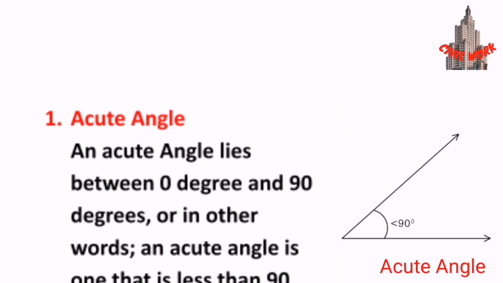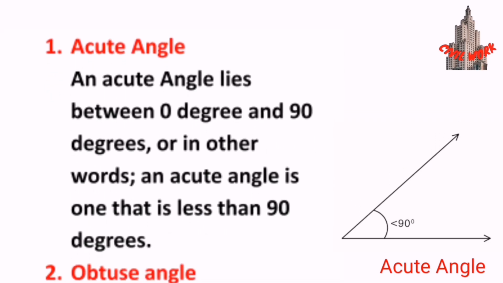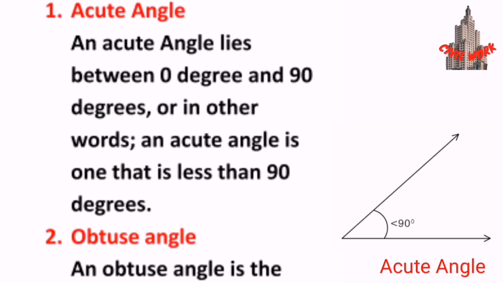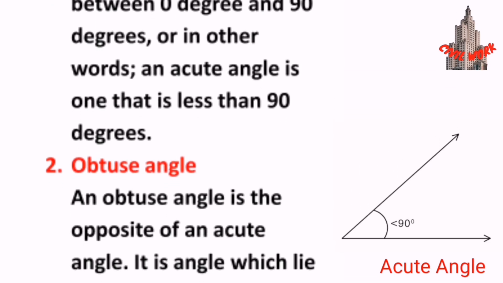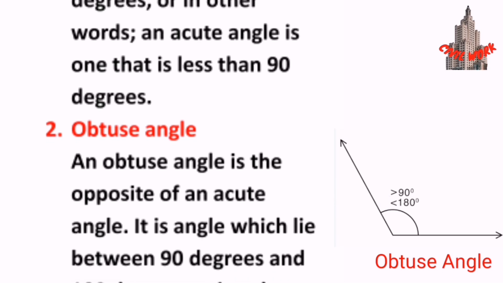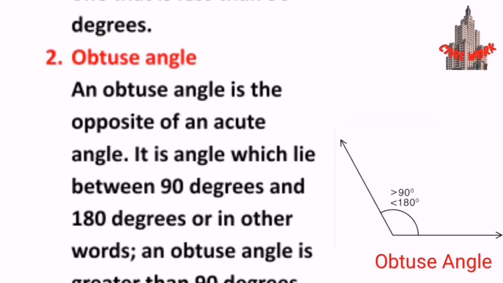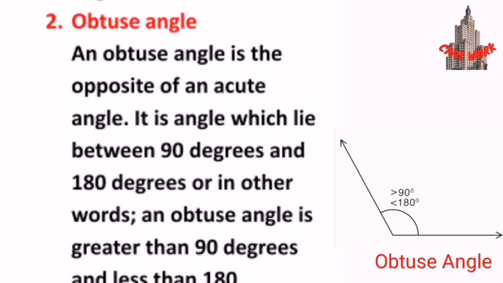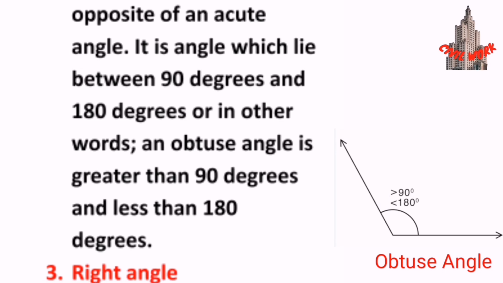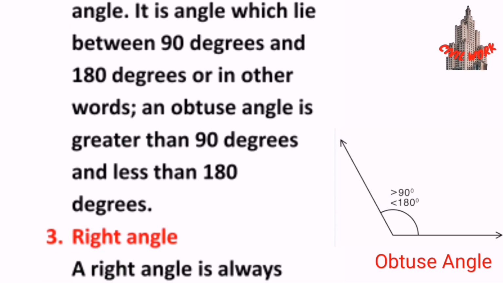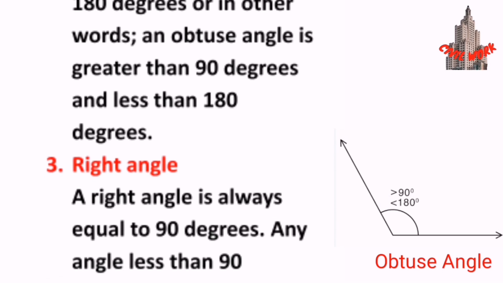1. Acute angle. An acute angle lies between 0 degrees and 90 degrees, or in other words, an acute angle is one that is less than 90 degrees. 2. Obtuse angle. An obtuse angle is the opposite of an acute angle. It is an angle which lies between 90 degrees and 180 degrees, or in other words, an obtuse angle is greater than 90 degrees and less than 180 degrees.